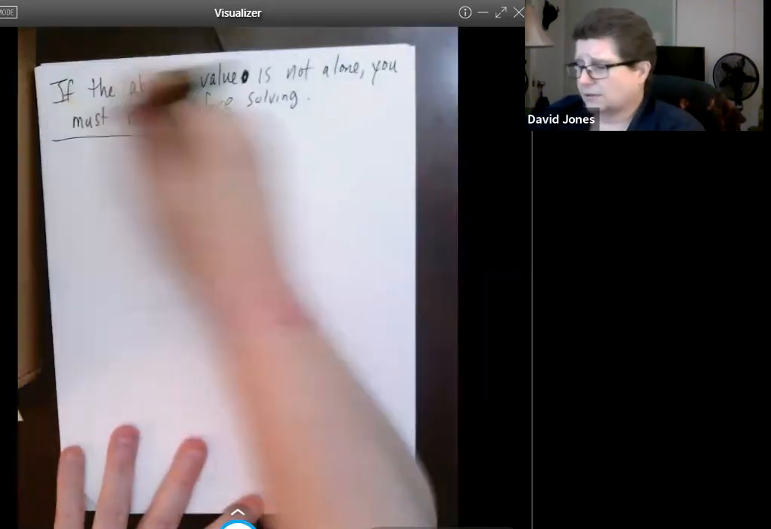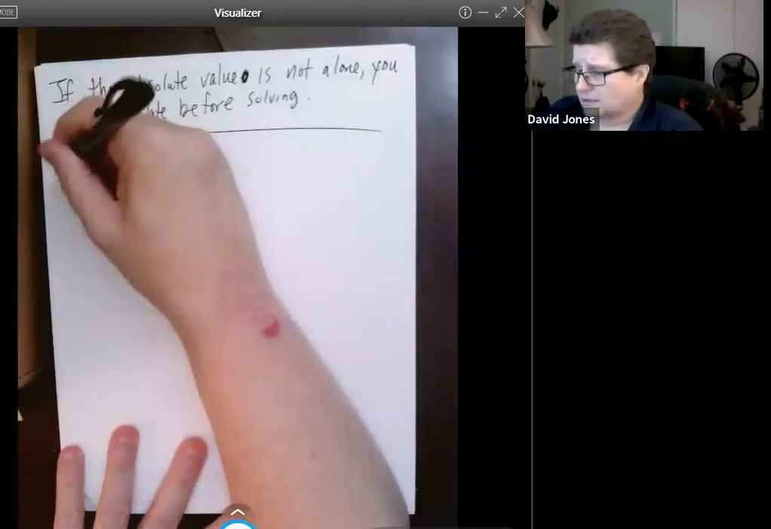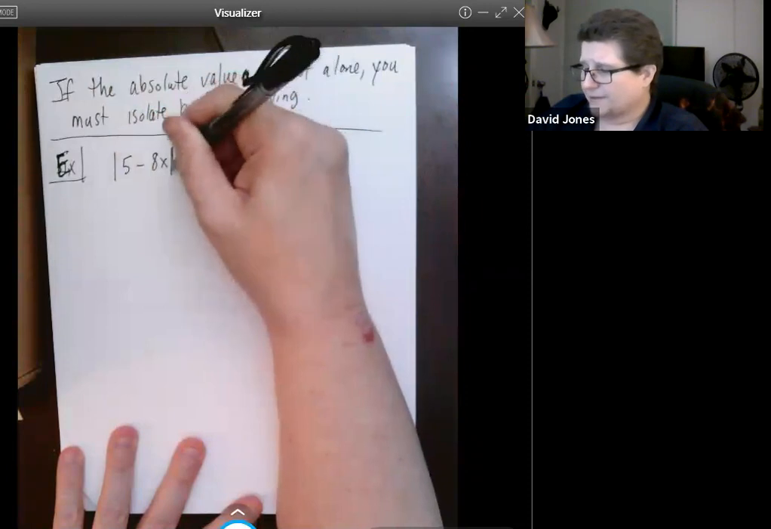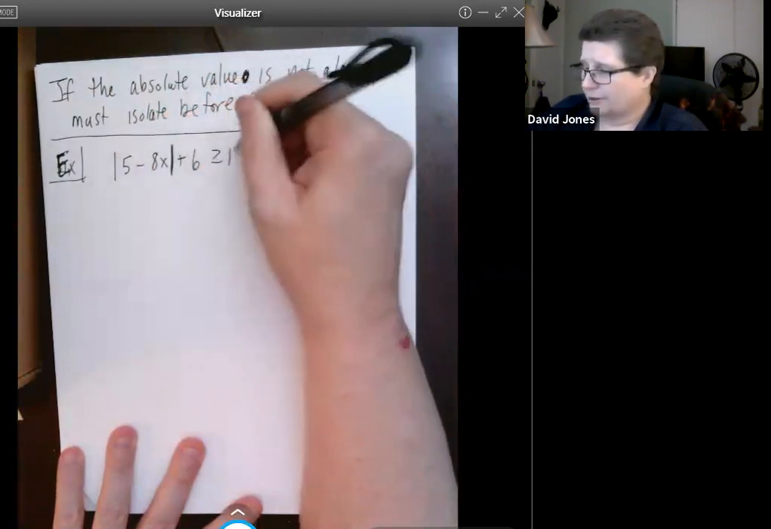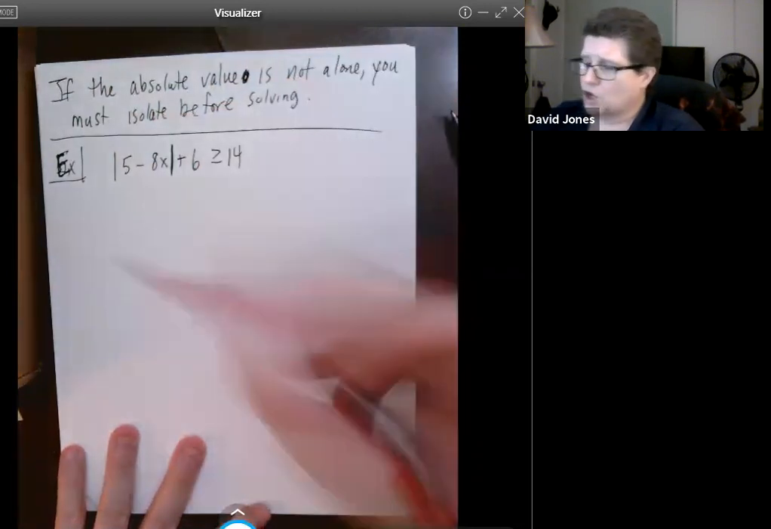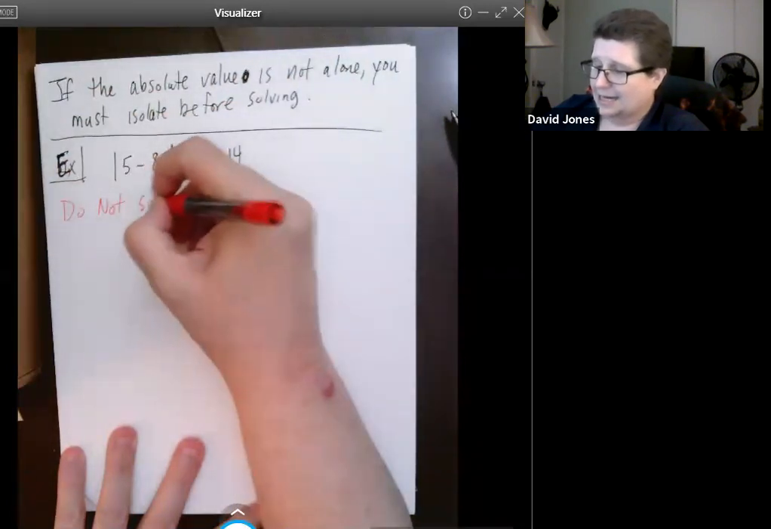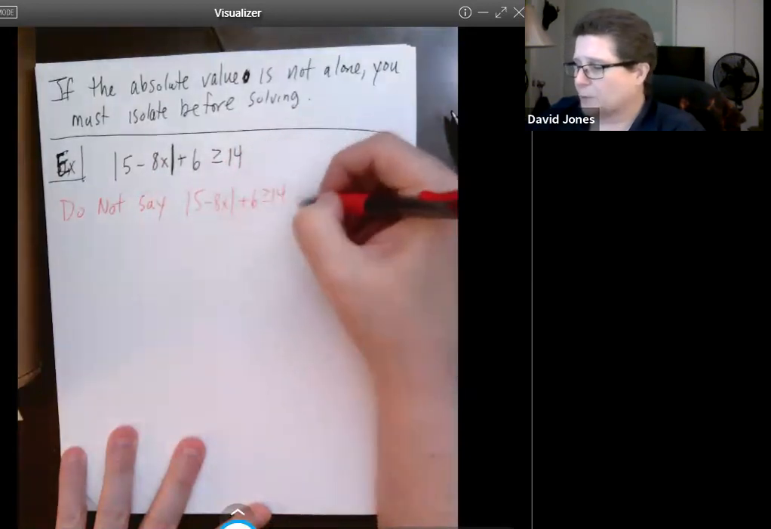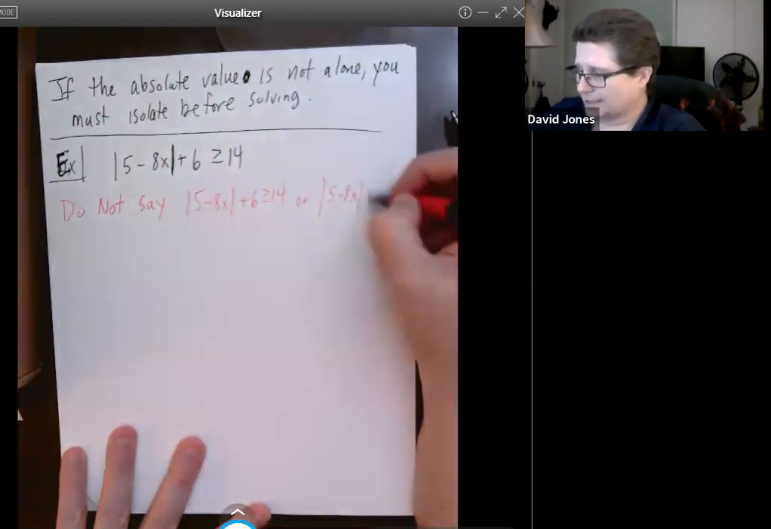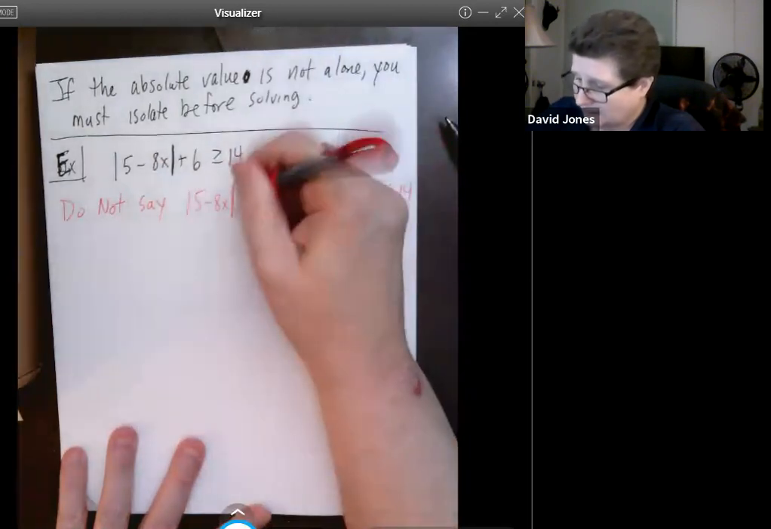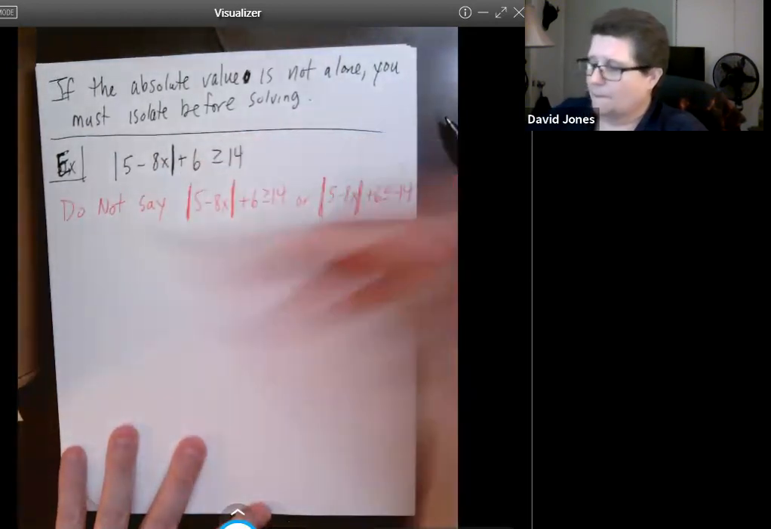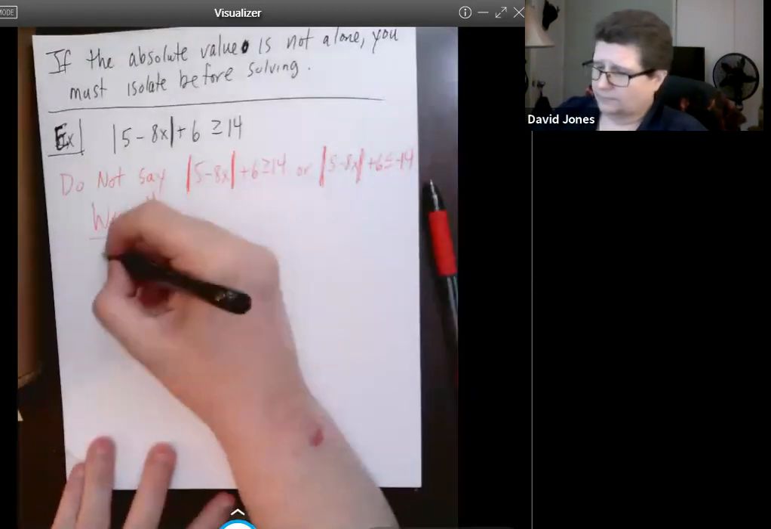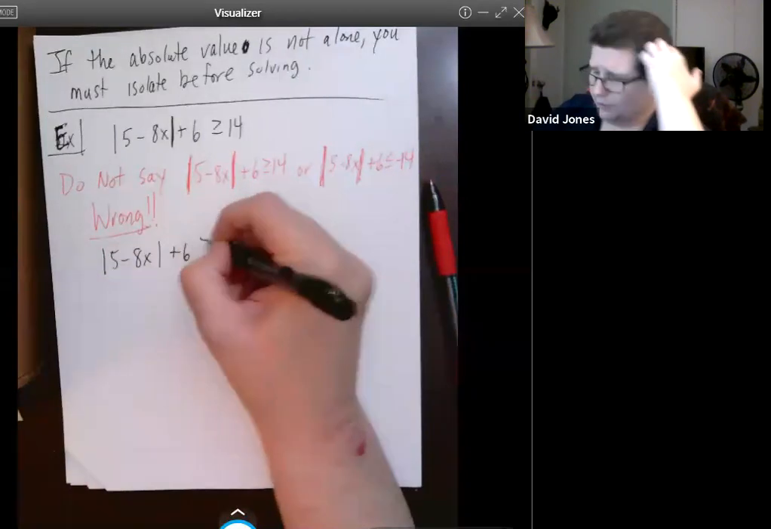For example, if I have the absolute value of 5 minus 8x, plus 6, is greater than or equal to 14, do not say absolute value of 5 minus 8x plus 6 is greater than or equal to 14, or the absolute value of 5 minus 8x plus 6 is less than or equal to negative 14. That's wrong.